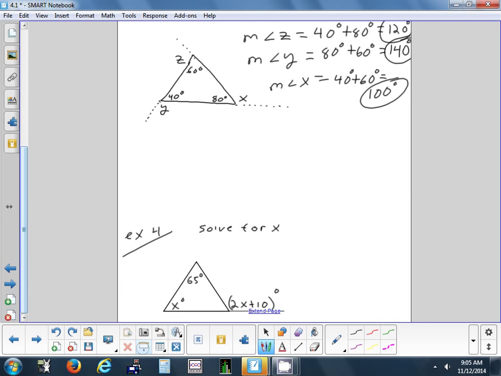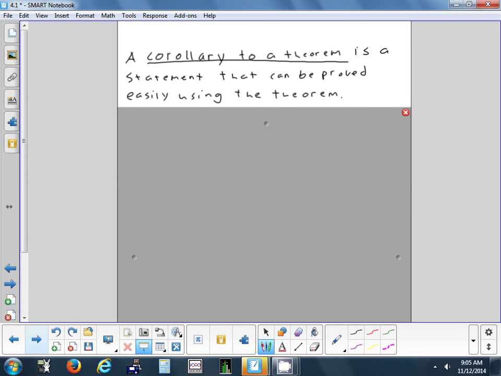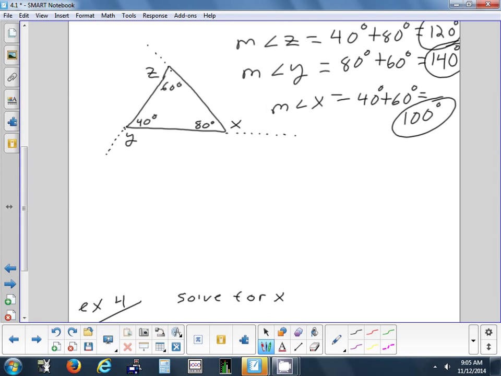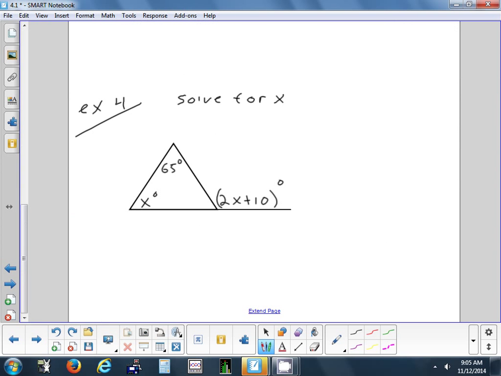Let's try this one. Let's make it bigger. This one says solve for x. So we're going to be setting up an equation, and you're going to do the exact same thing you did before, except now it's going to have a variable.